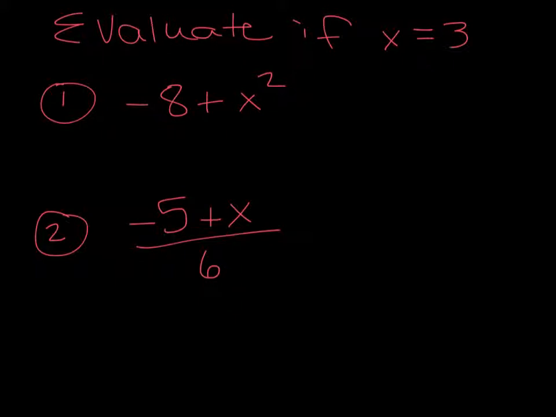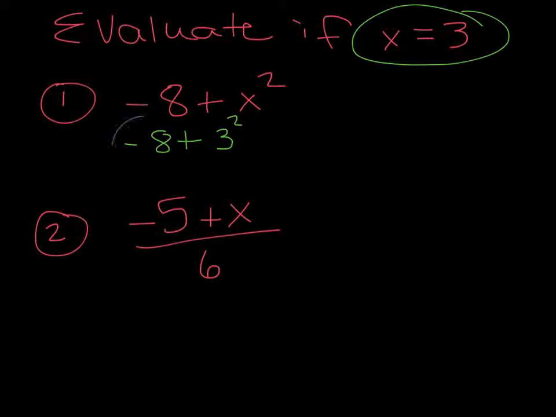Okay, so let's evaluate -8 plus x squared and -5 plus x all over 6. If you think you know how to do it, go ahead and pause this, try it yourself, and then fast forward till you get the answer. I can see if you know what you're doing. In this problem, we're going to assume that x is equal to positive 3. All I'm going to do when I'm evaluating is rewrite my expression, but when I get to the x, I'm going to put the number that is in place of x. So x is supposed to be 3, so it's going to be -8 plus 3 squared.